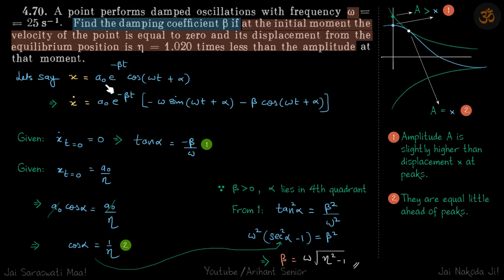So let's write a standard damping equation. So x equal to a naught e to the power minus beta t cos(omega t plus alpha). We don't know the initial phase, so let's take some variable as alpha.